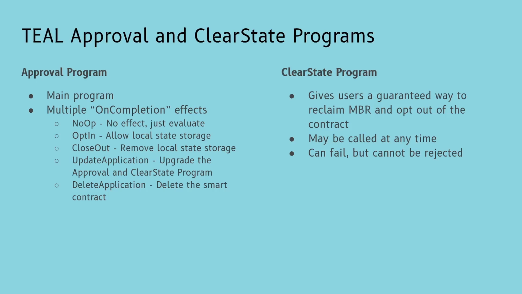It is not encouraged for users to call the ClearState program when wanting to leave a smart contract, and instead, smart contract developers should implement a clear way to close out using the Approval program. Nevertheless, it's an option that you must be aware of, as you cannot lock someone into a smart contract or rely on their local state storage being persistent.